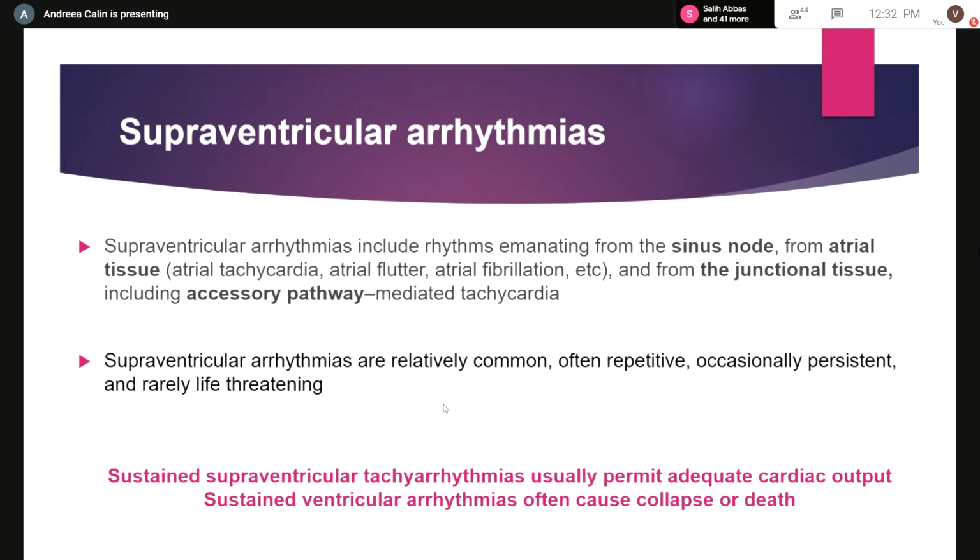You should know that supraventricular arrhythmias are relatively common. They are often repetitive. The patient has multiple episodes. They are occasionally persistent, and they are rarely life-threatening. While sustained ventricular arrhythmias often cause collapse or death, these sustained supraventricular tachyarrhythmias usually permit the maintenance of an adequate cardiac output, especially in young individuals.